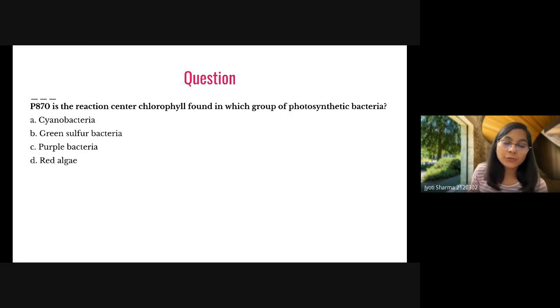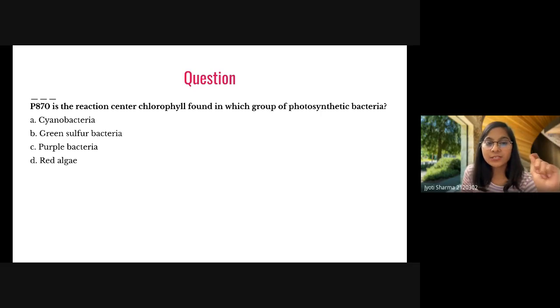Okay, next coming to the reaction center. We have talked about photosynthesis, and photosynthesis happens in the chloroplast, right? In the chloroplast we have pigments and a reaction center, and that reaction center is very specific about what wavelength it will take. Based on the wavelength of the sunlight, the reaction will move on. So P870 means the photosynthesis will happen when it takes sunlight of wavelength 870 nanometer.